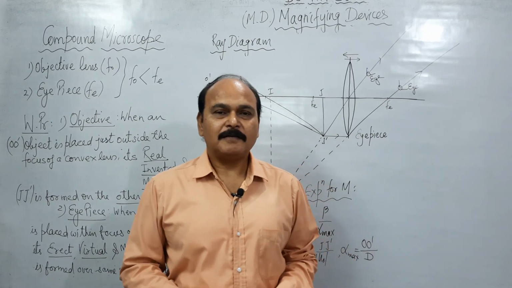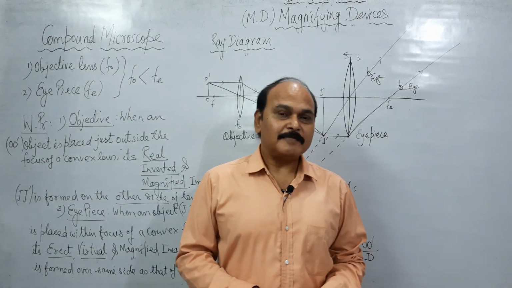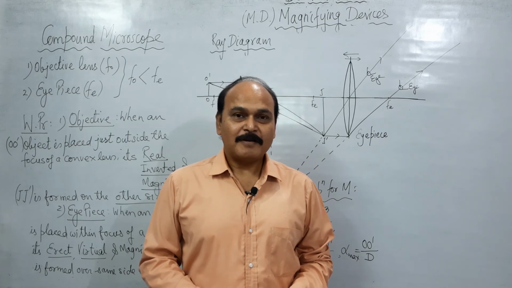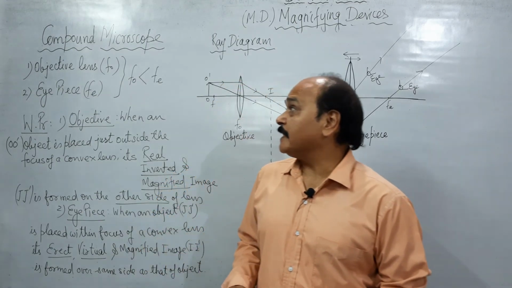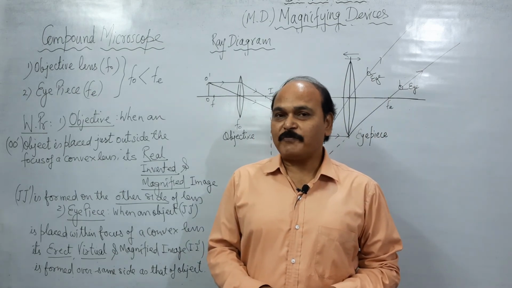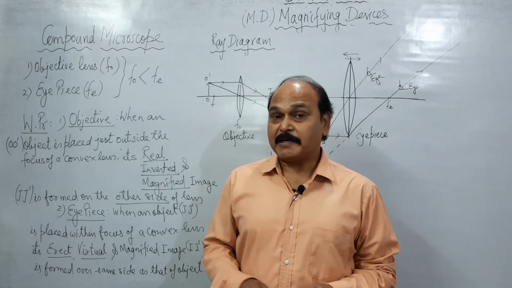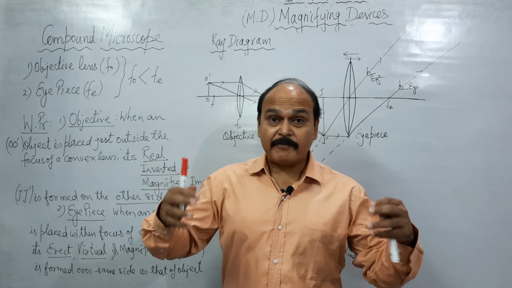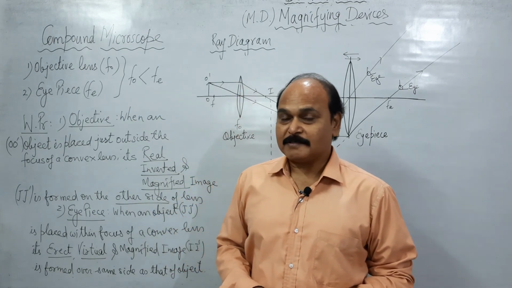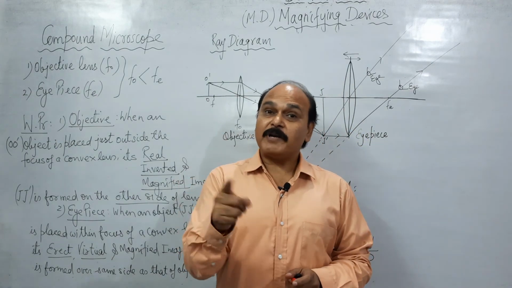Hello, my dear children. In continuation of magnifying devices we started last time, today we are going to study the compound microscope. Well, children, in the last class we studied what a simple microscope is. In a simple microscope we have a single convex lens. But here in the compound microscope we have an additional lens, called the objective lens, and both these lenses magnify a given object one after another.